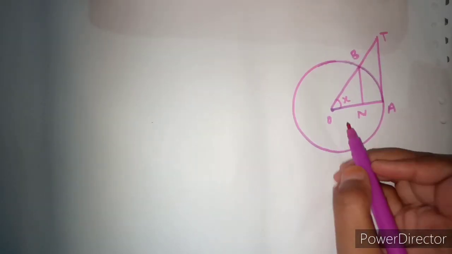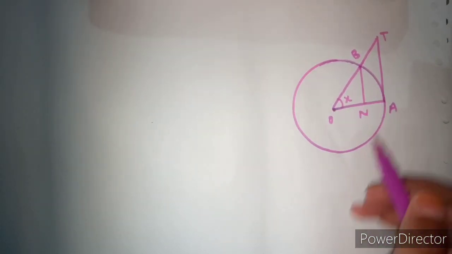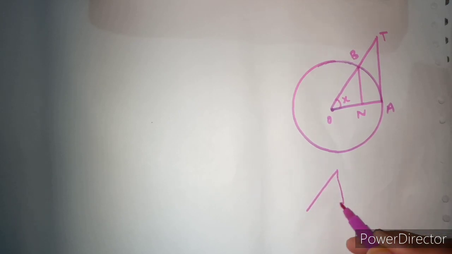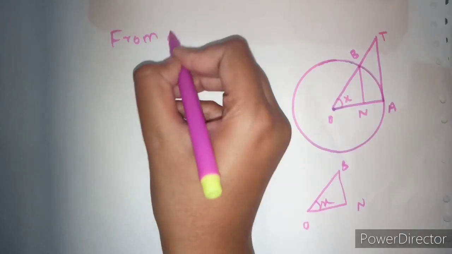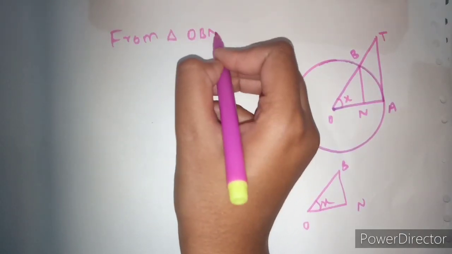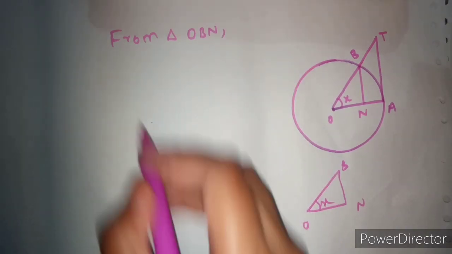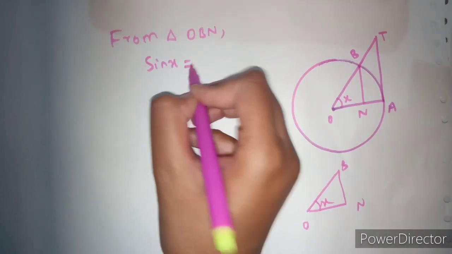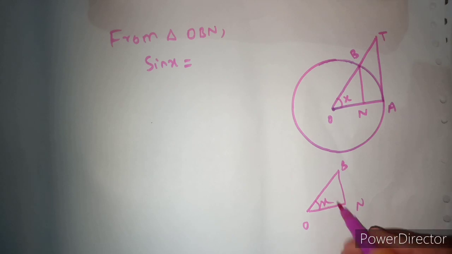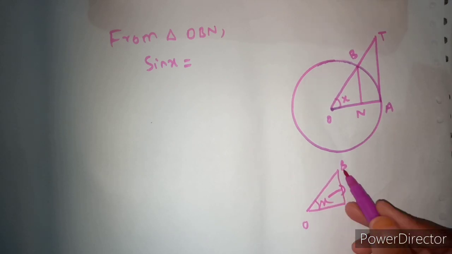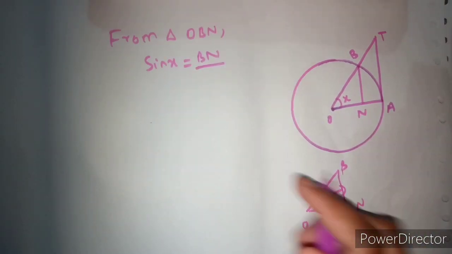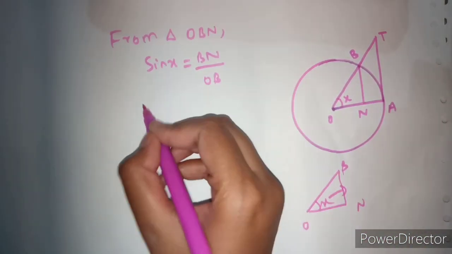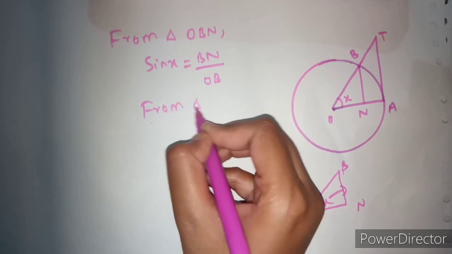Now observe triangle OBN. We have this triangle OBN, right? So from triangle OBN, what will be the value of sin x? Sin x is opposite by hypotenuse. So opposite of this angle is BN, and the hypotenuse is OB. So sin x is BN by OB.